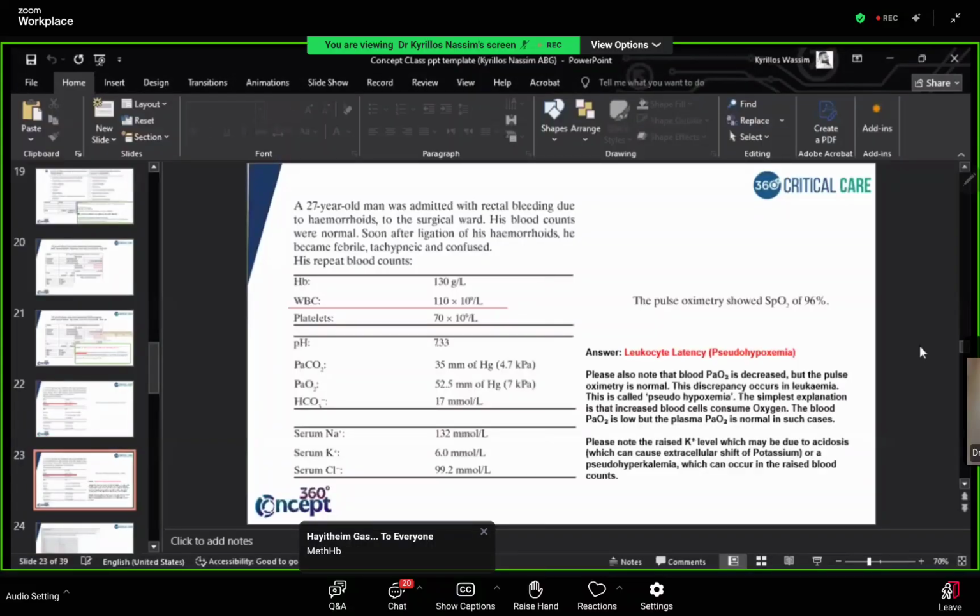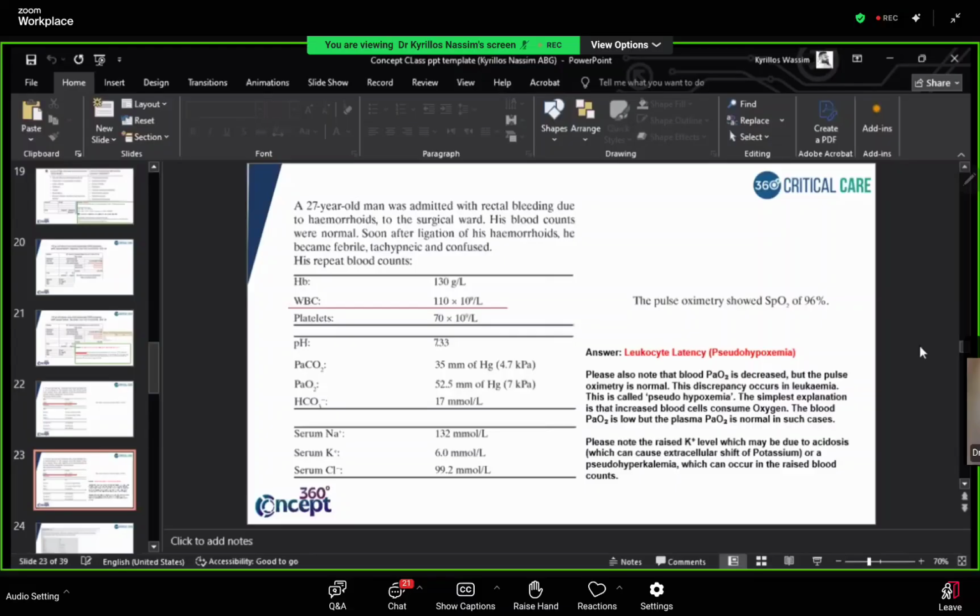This is high yield for examination, called pseudohypoxemia, or leukocyte larceny. Let's break it down. Note that there is hypoxemia in the blood, but the pulse oximetry is normal. This discrepancy occurs in leukemia. This is called pseudohypoxemia. The simplest explanation is that the increased white blood cells consume a lot of oxygen. The blood PaO2 is low, but the plasma oxygen is normal in such a case.